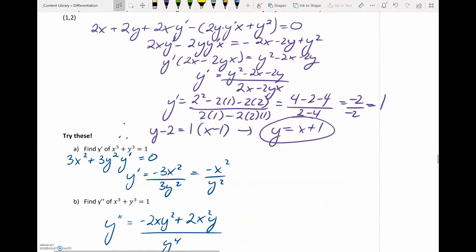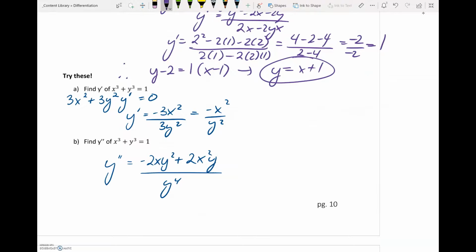Okay, so for the first question, you're going to differentiate each term. So the derivative of x cubed is 3x squared. For y cubed, you need to use the chain rule. So your outer function is the cube. So we're going to put the 3 down, subtract 1 from the exponent by our power rule, then multiply by y prime. The derivative of 1 is 0. Then we're going to move this 3x squared to the other side, and then divide both sides by 3y squared.